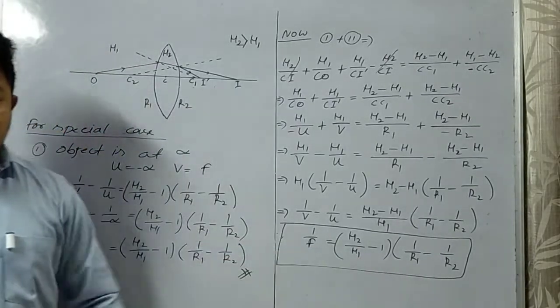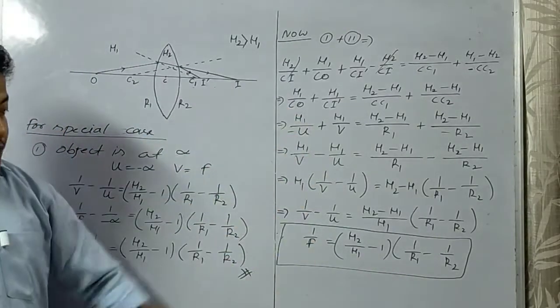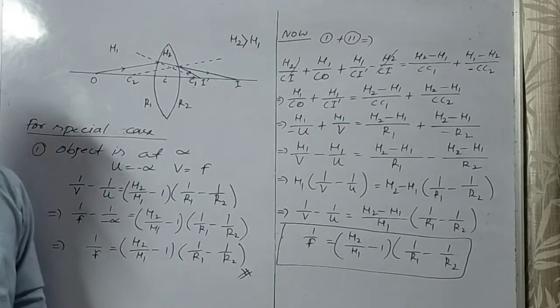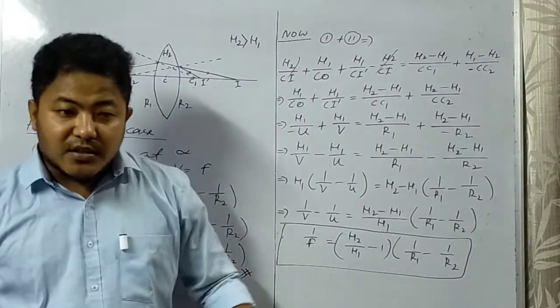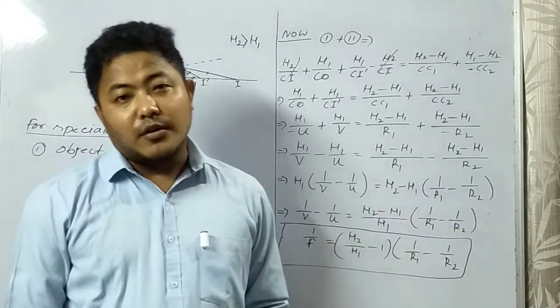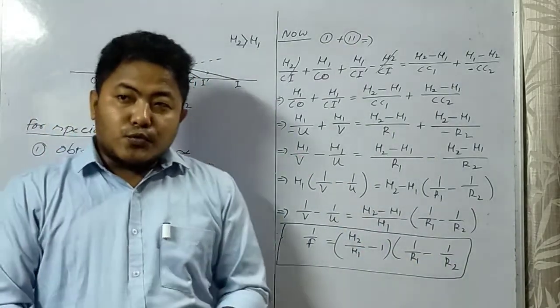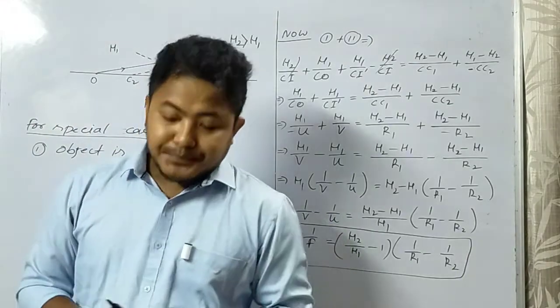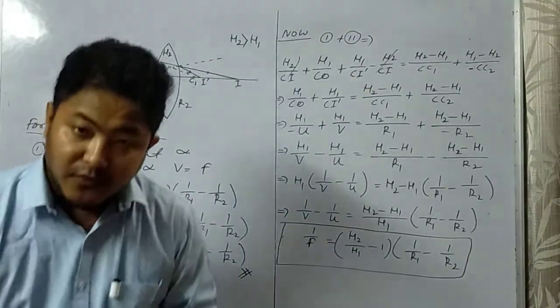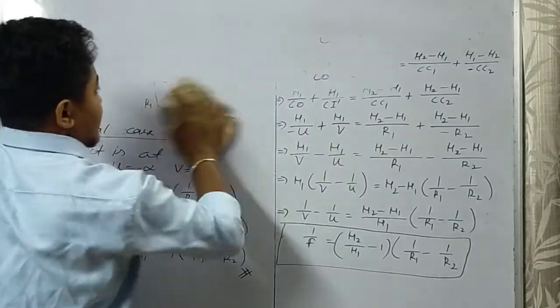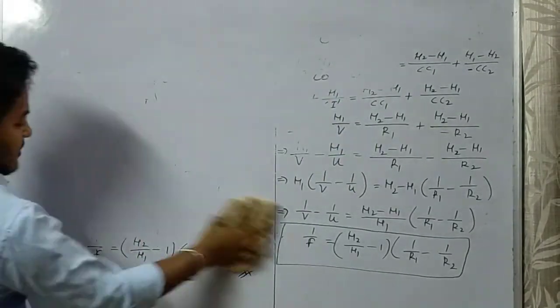I hope you have understood these things. It's a very important concept, lens maker formula, that is related to refraction at a spherical surface. First of all, you should know this in order to do this particular derivation. Now we are moving to another new topic today, that is power of lens. Kindly write the headline before I write.